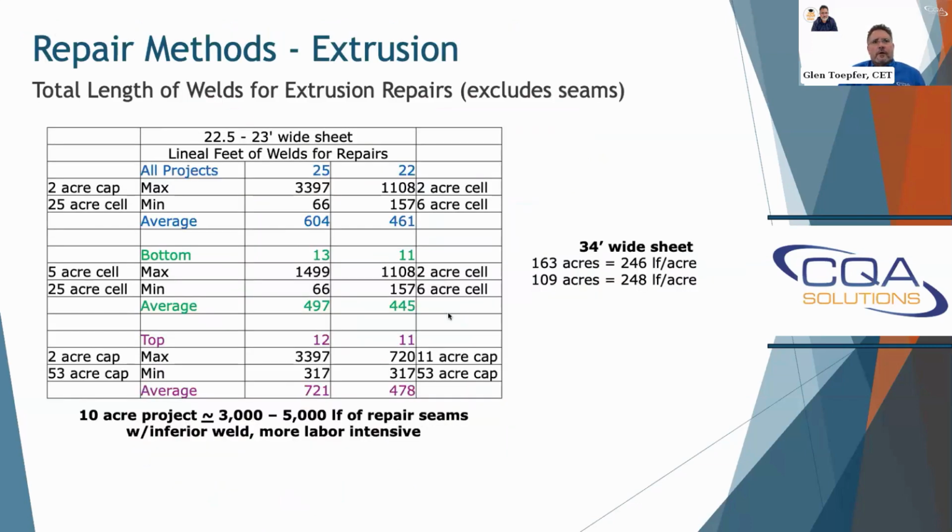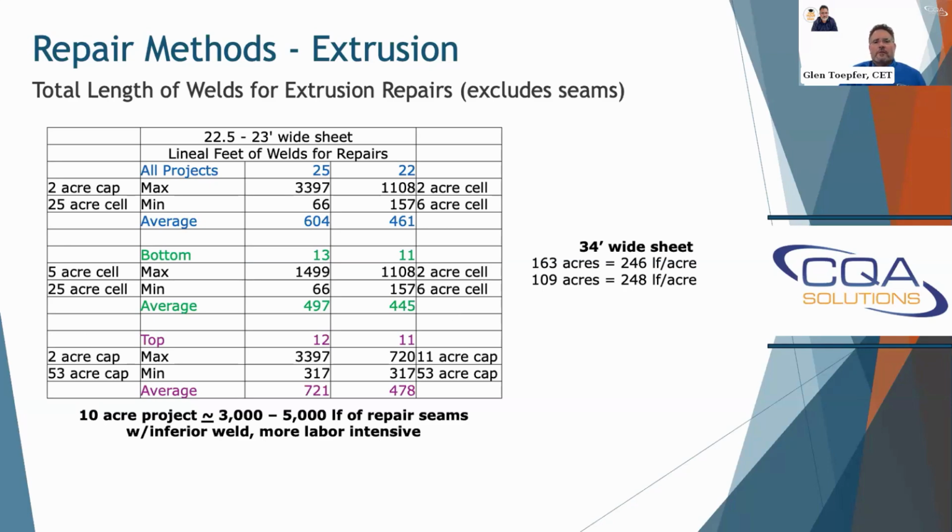Then I briefly discussed why I believe repairs should be subject to destructive testing. I went through 25 projects and came up with an average on 22 to 23 foot wide sheet of 300 to 500 lineal feet of extrusion welding just in repairs, sometimes more, sometimes less, but that's a pretty good average. So if you look at a 10-acre project, you have a mile of extrusion seam out there on the project, and nobody's testing that.